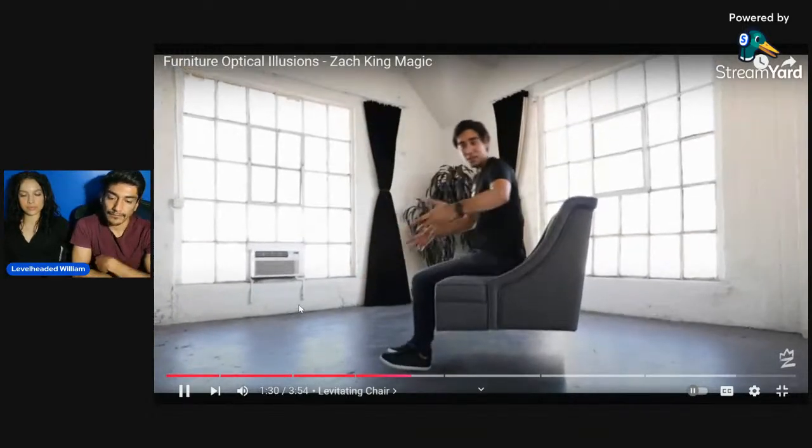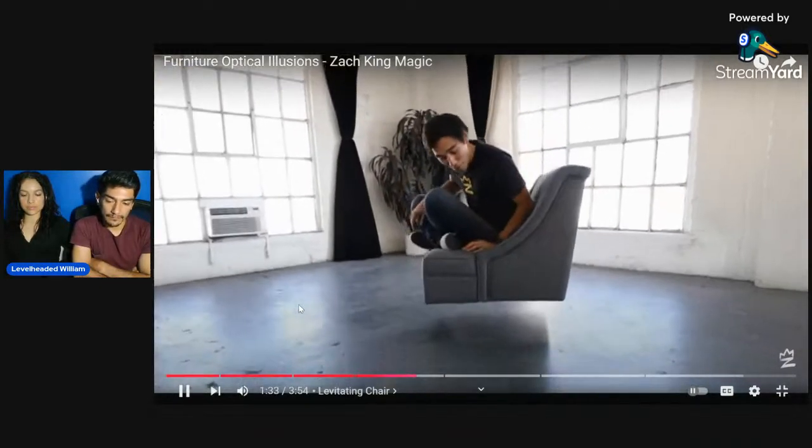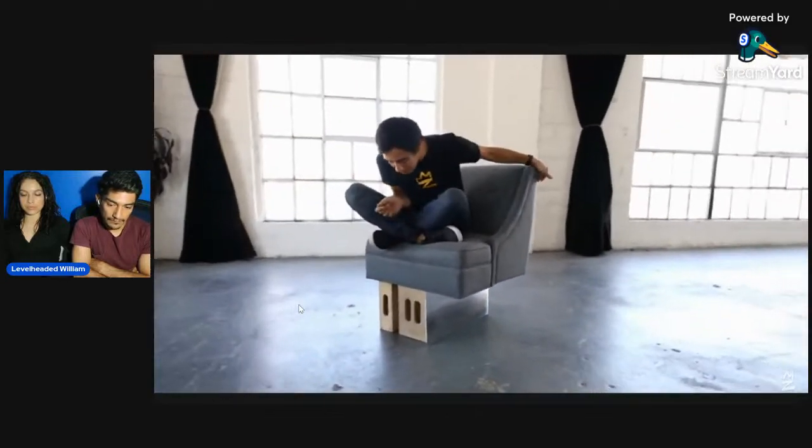Got a levitating chair. Oh. Actually, it's just a mirror and some boxes, but still a pretty cool illusion.